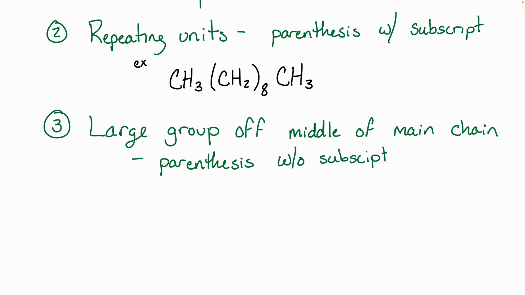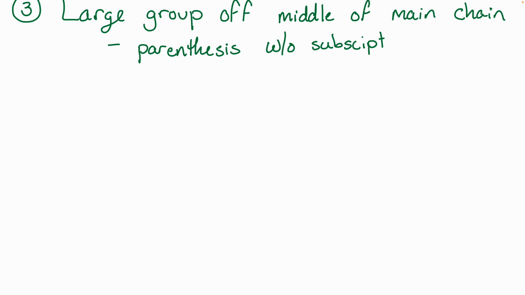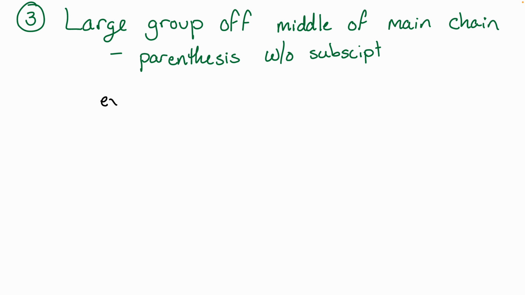Okay, so what do I mean by that? Okay, let's do an example. Let's say that we saw something like this, CH3, CH, and then in parentheses OH, CH3. These parentheses here, without any sort of a subscript, is telling me that this group of atoms, the OH group, is sticking off of the main chain of that molecule.